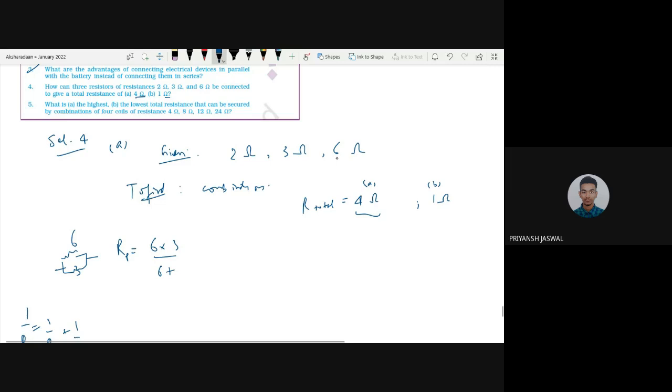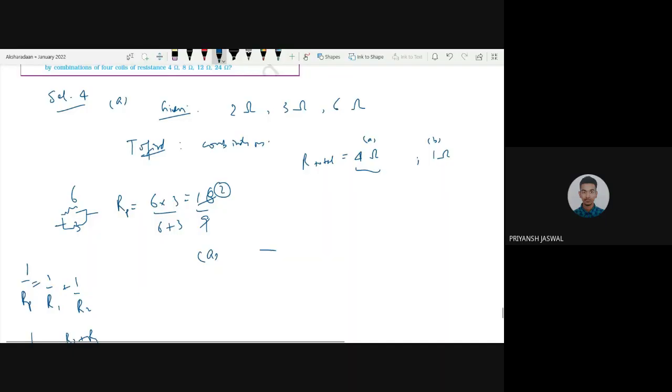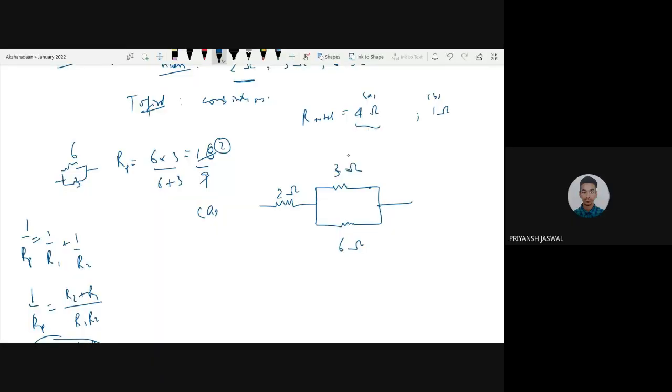For the first case, we can put the 2 ohm resistor like this, and in series with it we put the 3 ohm and 6 ohm in parallel like this. So this will give us 4 ohm, because first is 2 ohm. If we solve the parallel, we get 2 ohm. Then it is a series combination. So 2 plus 2 is 4 ohm. So this is the answer. This circuit itself.